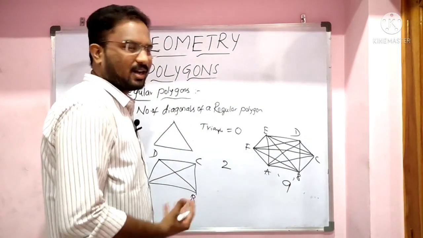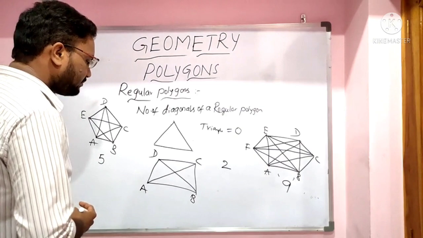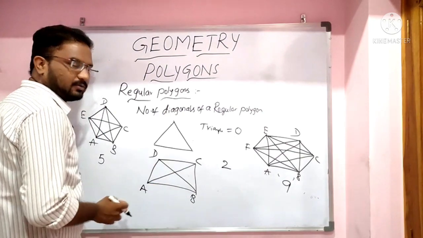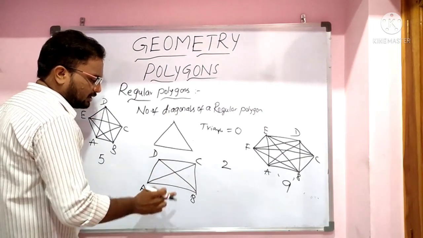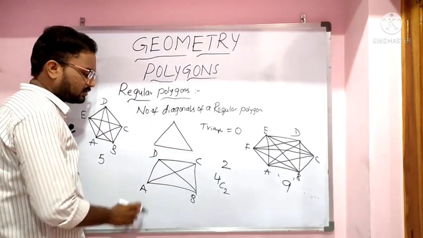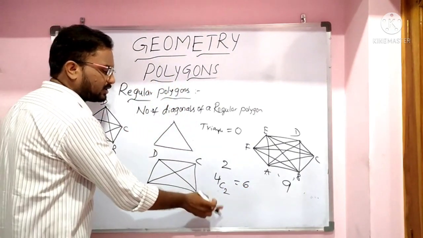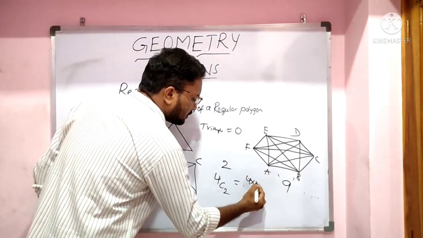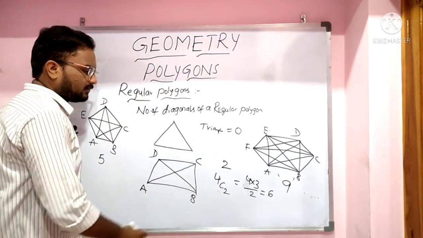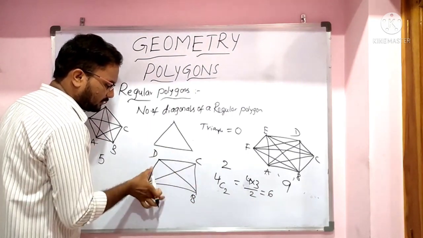If the polygon has 100 sides, how can you find the number of diagonals? So let's derive a formula. If you observe this quadrilateral, the number of sides is 4. From these 4 sides we take only 2 at a time, which gives 4C2, and the value of 4C2 is 4 into 3 by 2, which equals 6. So from this, if you take the adjacent sides, that means 1, 2, 3, 4.